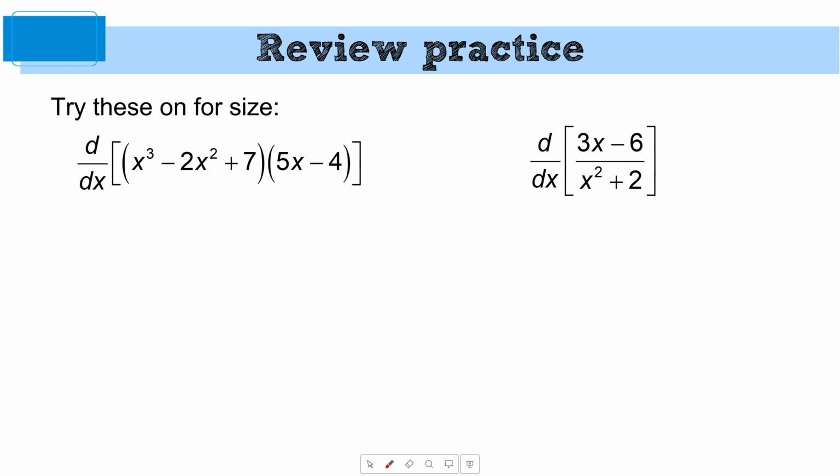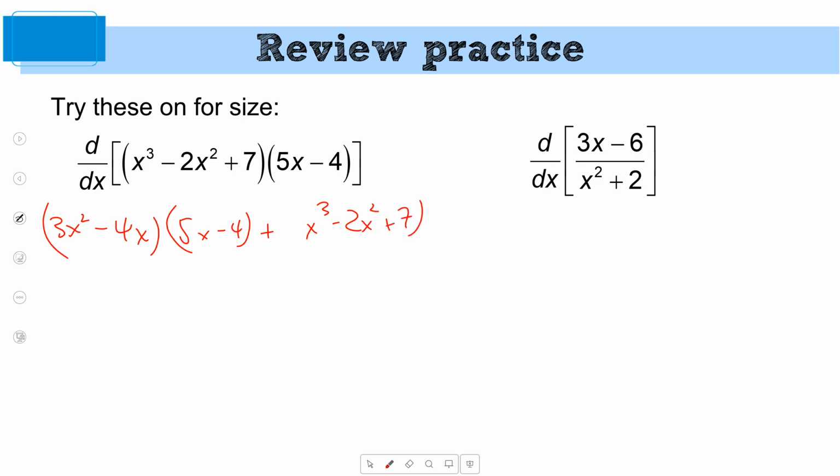Okay, let's see. 3x squared minus 4x times 5x minus 4, plus x cubed minus 2x squared plus 7 times 5. How'd I do? Okay, good. Now yours might be in the other order. It doesn't matter, because 1 plus 2 is the same thing as 2 plus 1. So that's the first part of that.